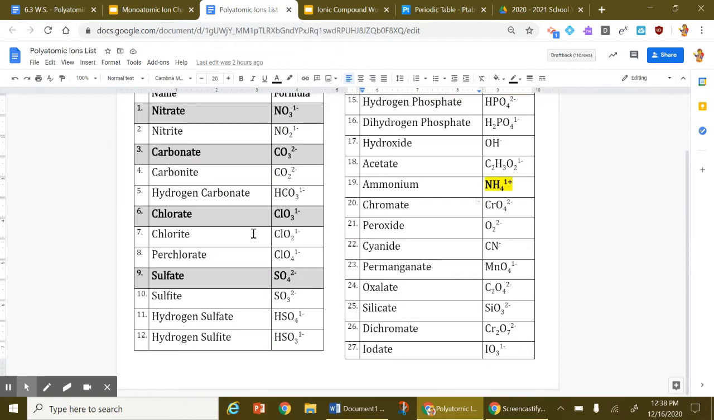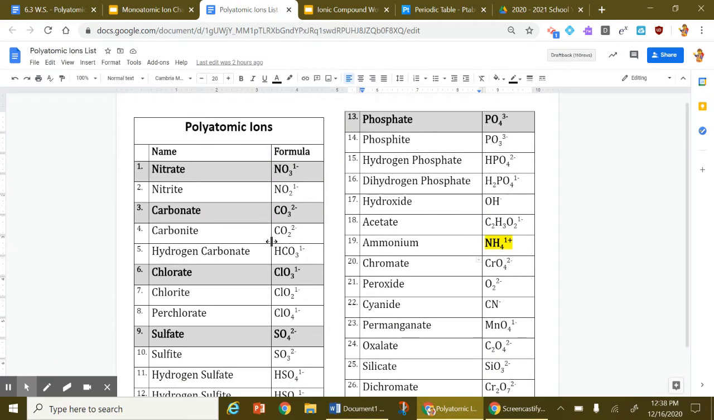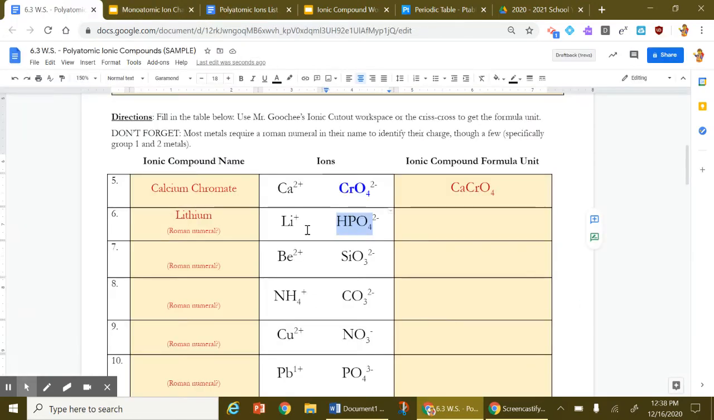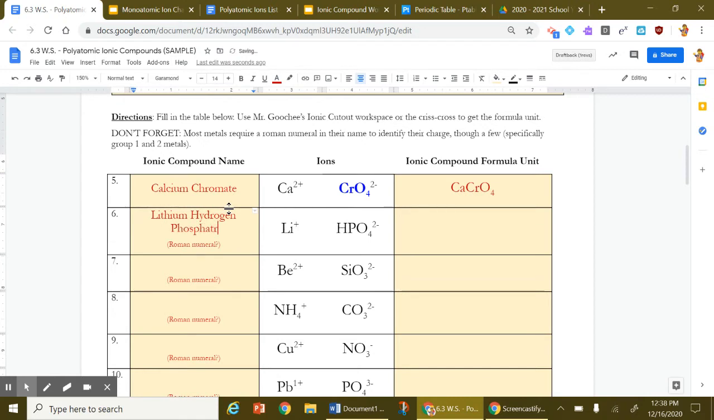Let's go to the polyatomic ion list. Let's look for HPO4. Here it is. Hydrogen phosphate is its name. That whole thing, all right? So this is lithium hydrogen phosphate. Oh, look at that, going on to a second line. That's new. All right, here we go.